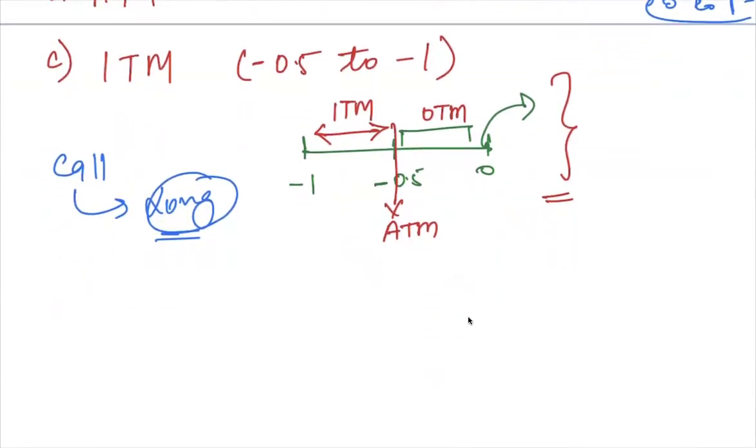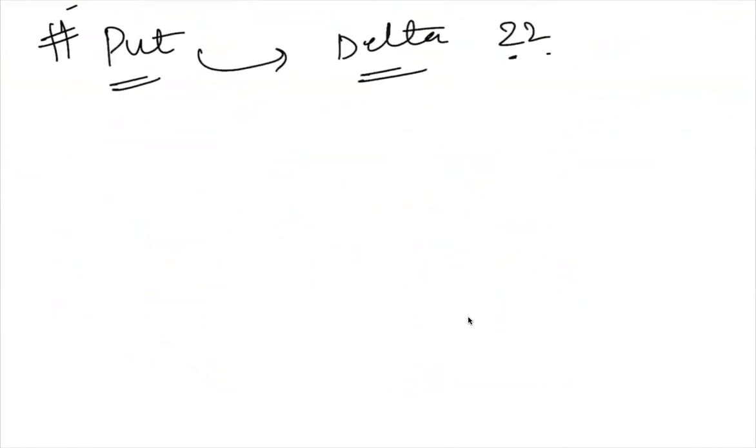But have you ever thought about why, for a put, it's negative? We say that the delta is negative. Why is delta negative here? Can you all tell me?